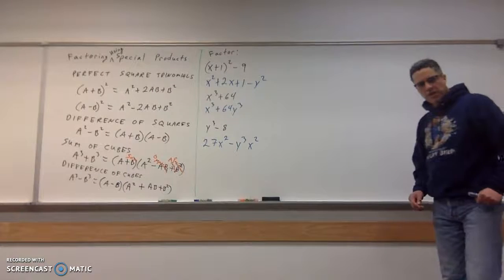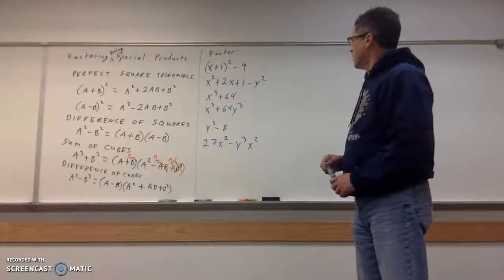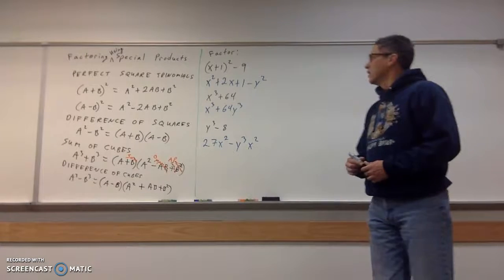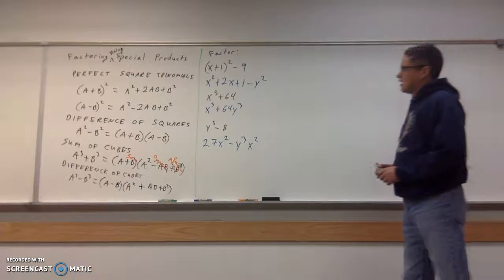Hi all, this is part 3 of factoring using special products. Let's take a look. These are going to get harder. Let's take a look at (x + 1) quantity squared minus 9.